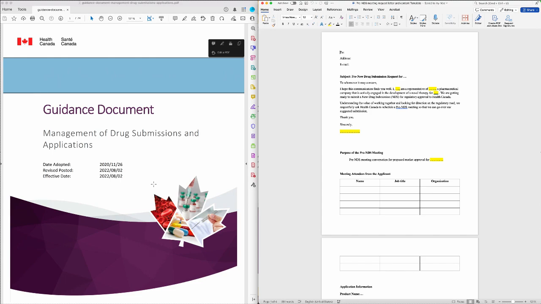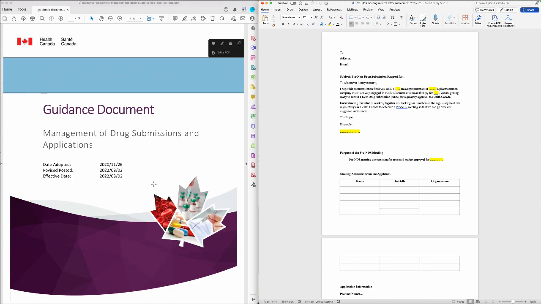Now, what is an NDS? An NDS is a new drug submission. And as per the Health Canada regulations, this is the way that we are going to apply to register a drug, a new drug. Obviously, we can also have a generic drug. In this case, the new drug submission is going to be called ANDS, standing for Abbreviated New Drug Submission.